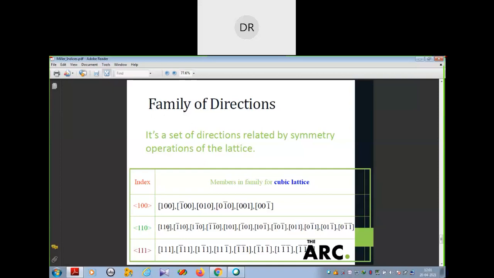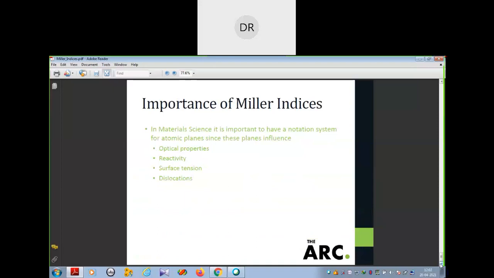Here two coordinates will be 1 and one will be 0. That's why we write like this. And if one is positive, the other may be negative, like this. Here all the coordinates are positive. So if one is negative and another positive, but all these coordinates are 1, that's why we write like that. Likewise, if you practice this one, you can do it easily. So it is a set of directions related by the symmetry operations of the lattice.